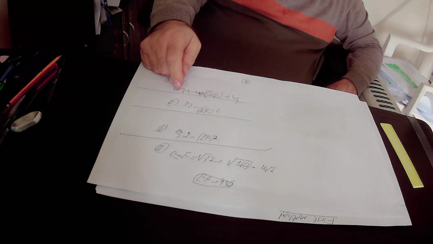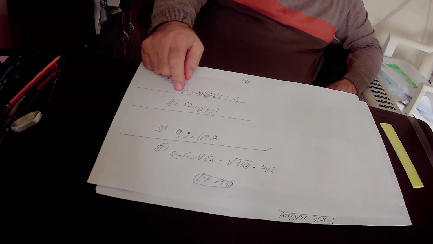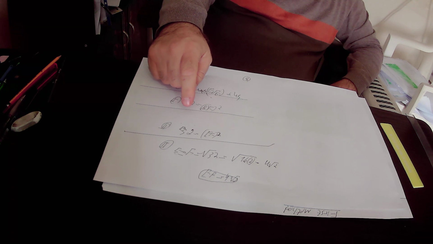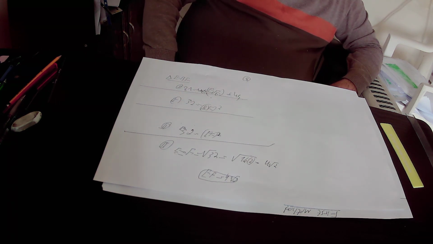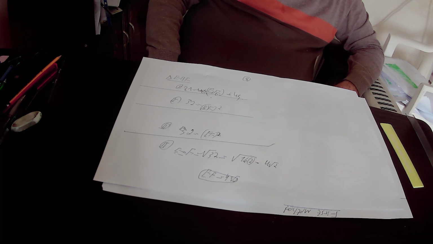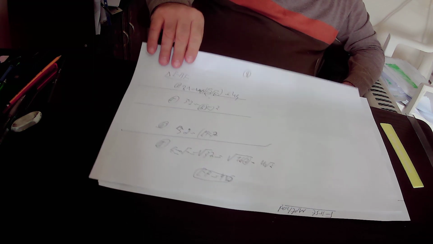EF squared equals 32. We took the root of equation number 2, and we got that EF equals the square root of 32. 32 is 16 times 2. So in conclusion, we got that EF equals 4 times the square root of 2.